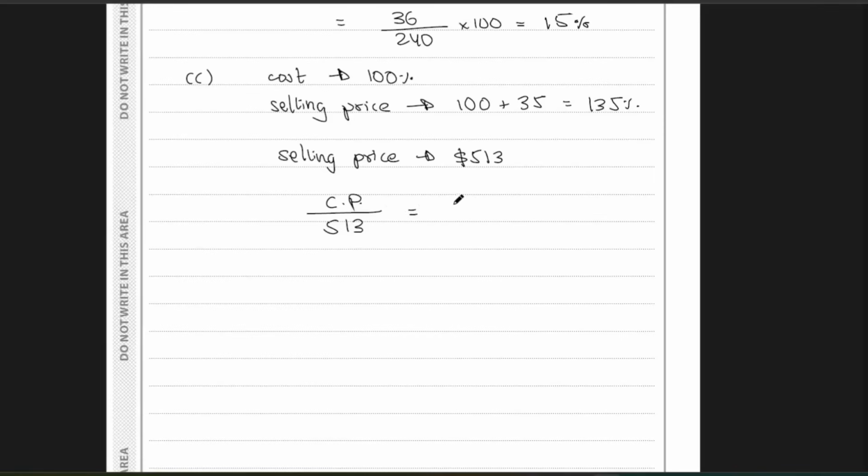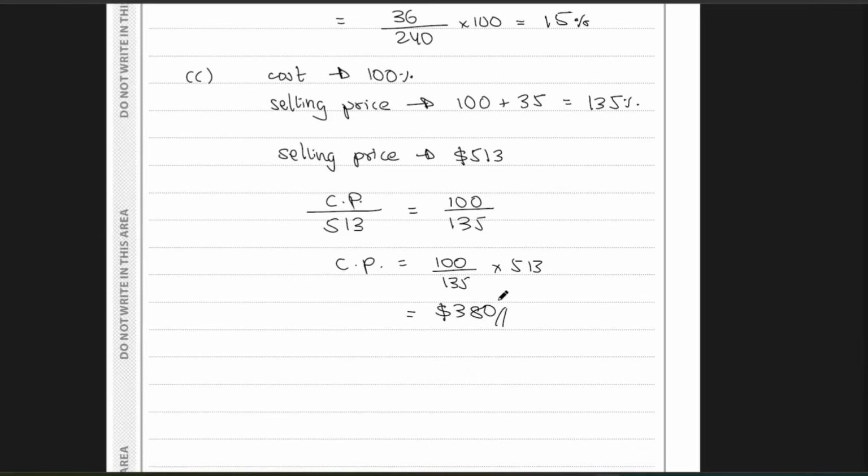So the cost price percentage is 100%. The selling price percentage is 135. And then if we make the cost price, CP, the subject of the equation, we will get 100 over 135 times 513. This gives us $380, and that's the original cost price. That means he bought the chairs at $380. He sold them for $513, clearly making a profit, and that profit is 35%. Let's move on to D.